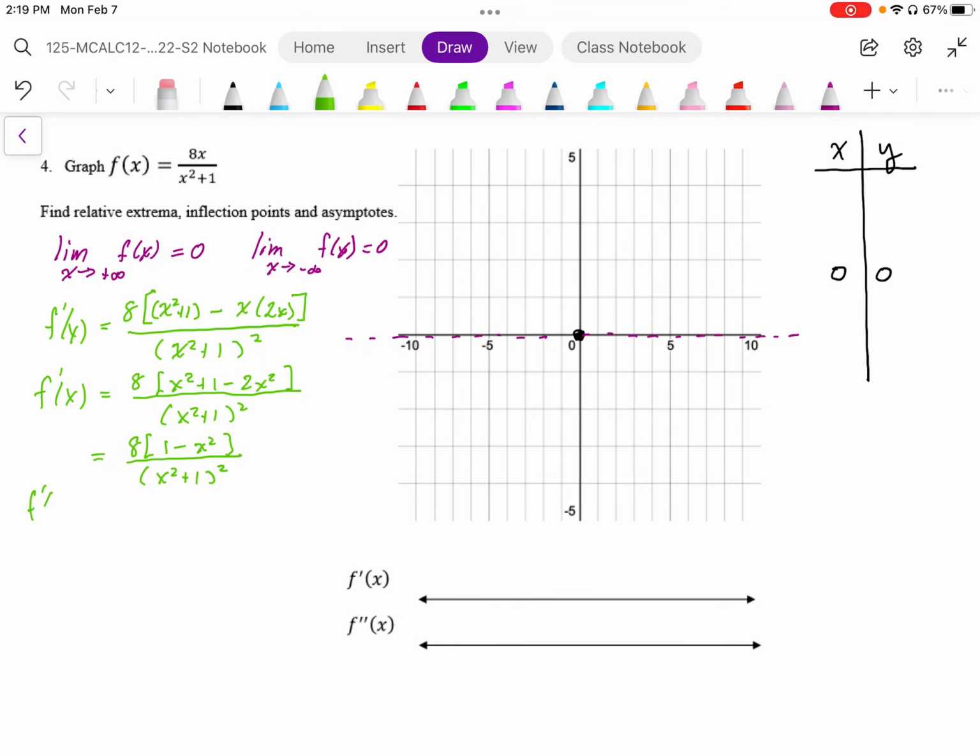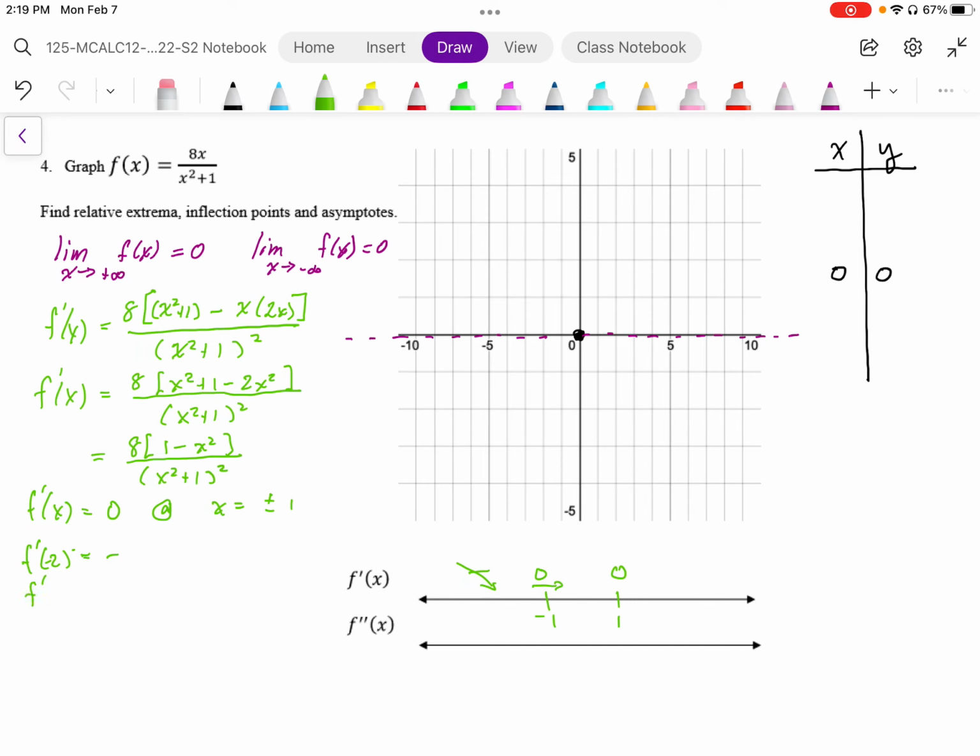Okay, so this is equal to 0. So f prime of x equals 0 at x equals plus or minus 1. So at plus or minus 1, I'm going to have a 0 slope. Okay, so there are my 0 slopes here. And then I should really test my slope. So f prime at negative 2, when I plug it in, I'm going to end up with a negative slope. So again, I can look at the sign. The denominator is always positive, so I can just look at the sign of the numerator. So I'm going to end up with negative slope here.